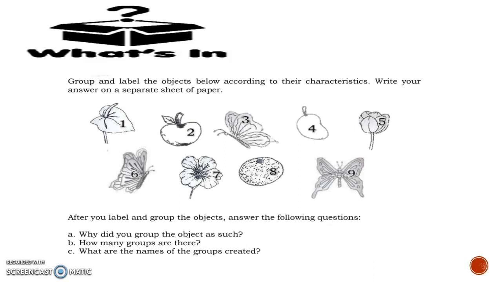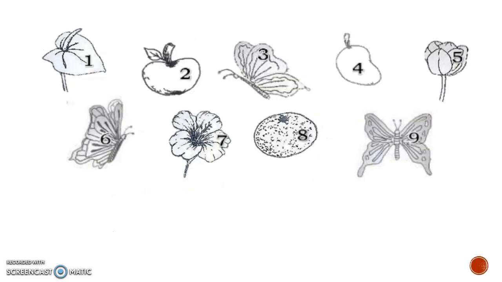Group and label the objects below according to their characteristics. Write your answer on a separate sheet of paper. After you label and group the objects, answer the following questions. Why did you group the objects as such? Second, how many groups are there? Letter C, what are the names of the groups created? Since we cannot interact with each other, let me just discuss it to you. Okay, so let's have first picture 1.